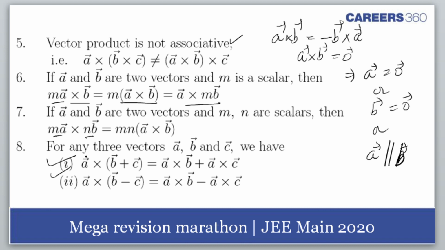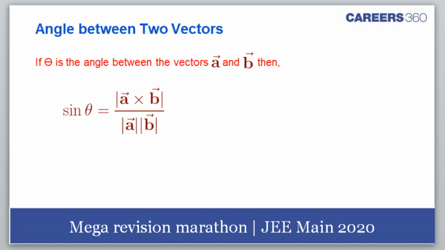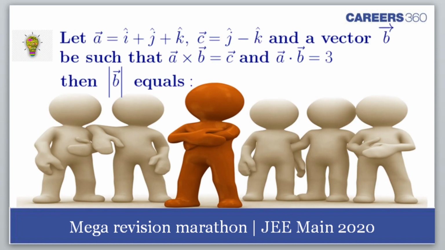One hour is gone. Yes, I am aware of that. So let's do, and sine theta can be written as mod a cross b upon mod a mod b. Let's do one question.